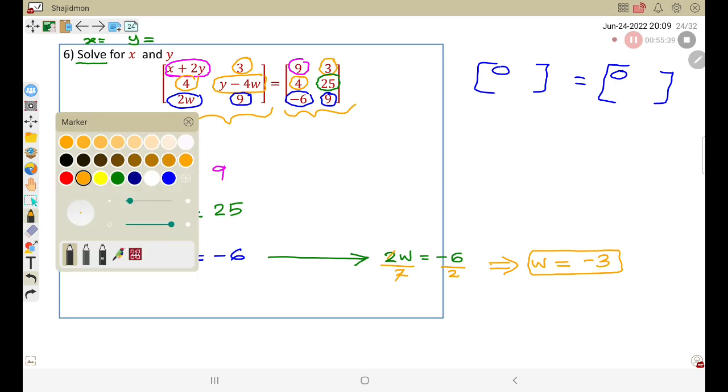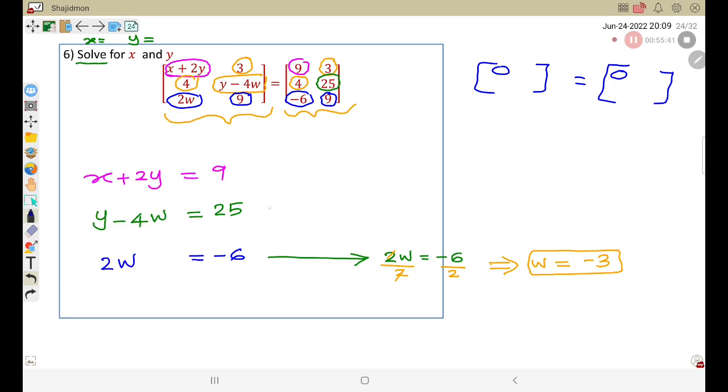I hope you understood. Now, from the second one, you can find the y value. Y equals, this minus 4w taken to the other side, so 25 plus 4w. Minus 4w coming to the other side means plus 4w. So apply the w number: 25 plus 4 times what is w? Minus 3. Correct? So 25 minus 4 multiplied by 3 means 12. So what will be the answer? 13. You will get 13. So the y number is 13.